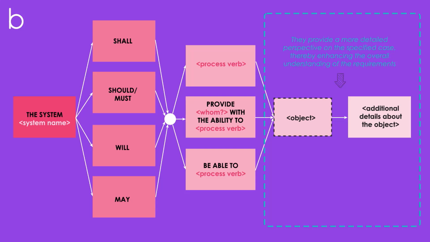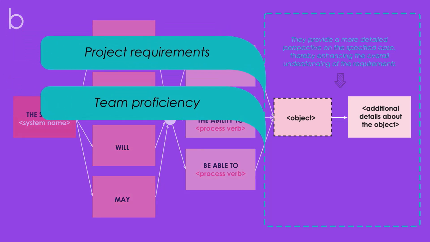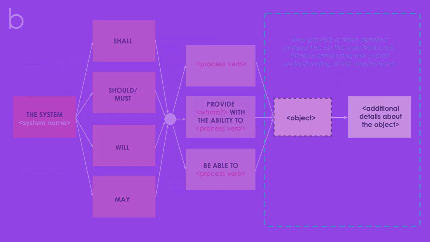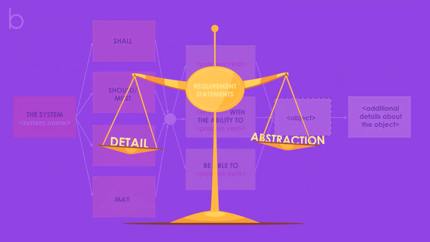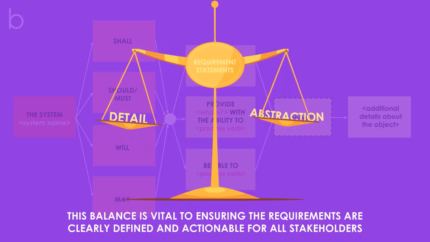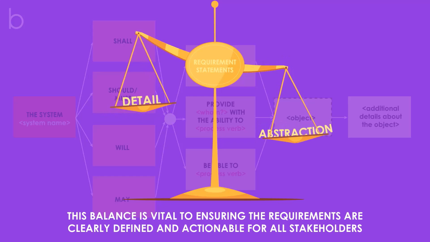While other elements are not mandatory, they provide a more detailed perspective on the specified case, thereby enhancing the overall understanding of the requirements. The level of detail and abstraction in requirement statements is influenced by various factors such as project requirements, team proficiency, and time allocated for specification. It's not just a suggestion, but a necessity to tailor the level of detail to suit the project needs and the development team's expertise. Striking a balance between specificity and comprehensiveness is vital to ensuring the requirements are clearly defined and actionable for all stakeholders.